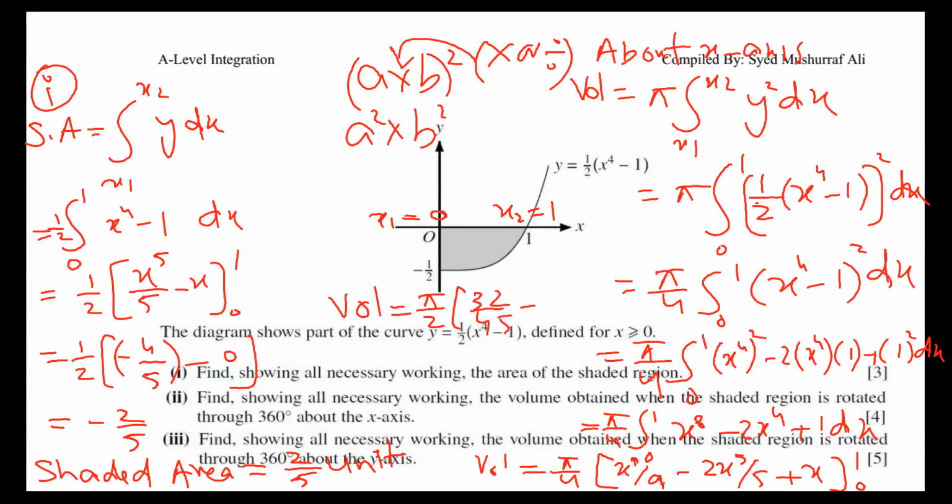And when I put 0, it confirms all 0 coming. So it means this divided by 2. So the answer is coming 16 by 45 pi unit cube, volume about the x-axis. Saad, you got the same answer? Sir, I got 8 pi by 45. 8 pi by 45. So let me see, maybe I have done some mistake.